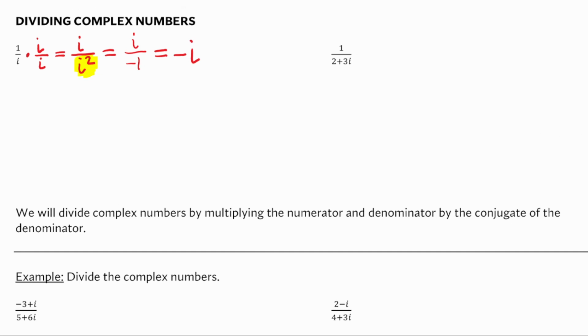And I don't know how you would know to do this besides me telling you, but I'm just going to tell you. We multiply by a clever form of 1, and that form of 1 is the conjugate of the denominator divided by itself. So if I've got 2 plus 3i in the denominator, I need to multiply this by 2 minus 3i divided by 2 minus 3i.